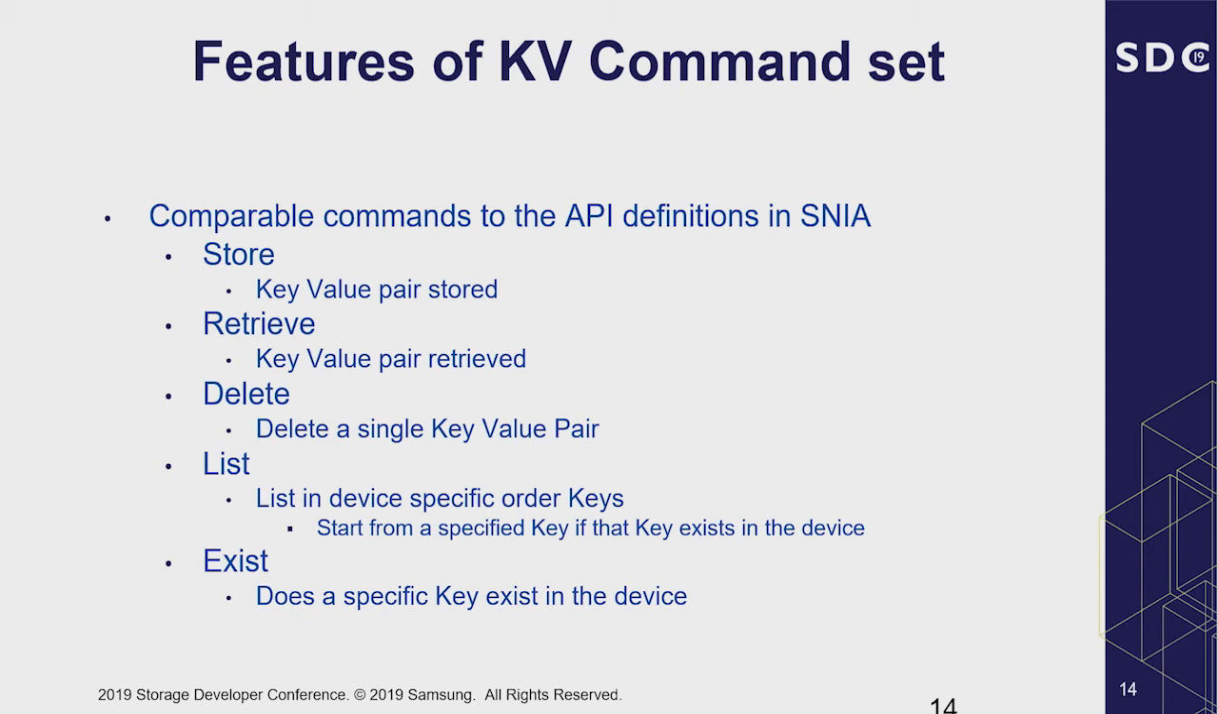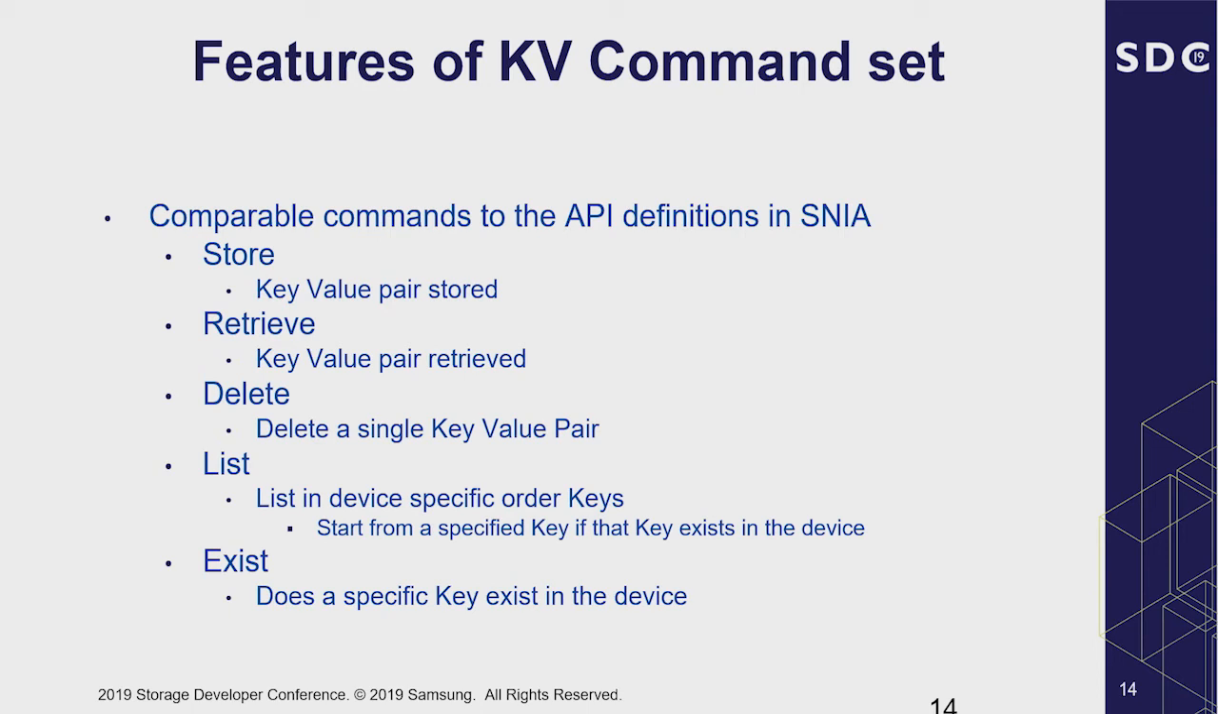One thing you'll note is missing on this particular slide. I don't have a delete of a group. That is not being defined in the first pass at the key value command set. You have a list, which follows all the rules that I've been over a couple of times in terms of the ordering of that list. You have exist. Exist in the initial implementation does a specific key exist in the device. It does not support the API version of doing a list of multiple keys.